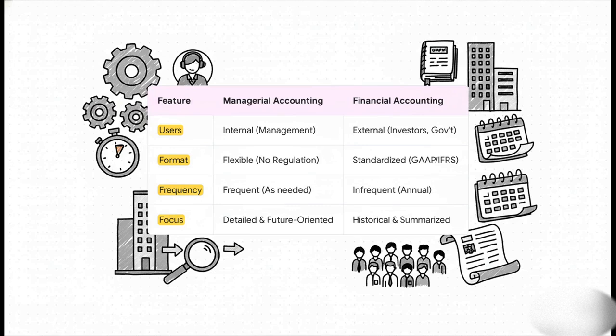Financial accounting, on the other hand, is the company talking to the outside world, to investors, to the government. It has to follow super strict, standardized rules. It only comes out a few times a year, and it's mostly a look back at what already happened.